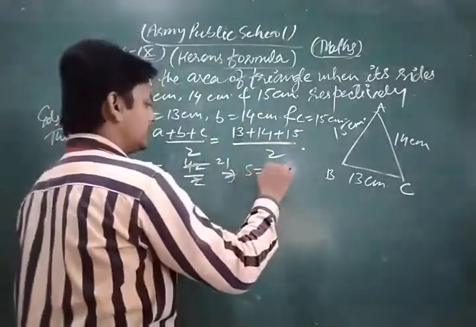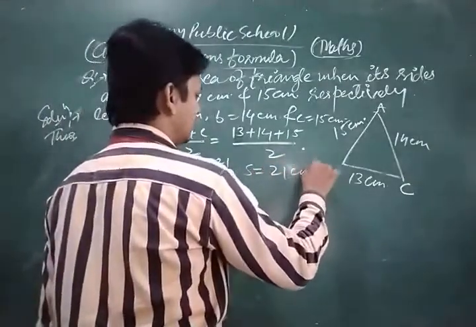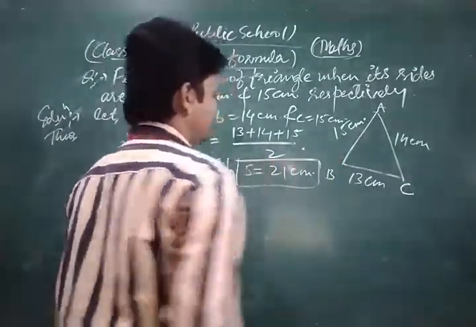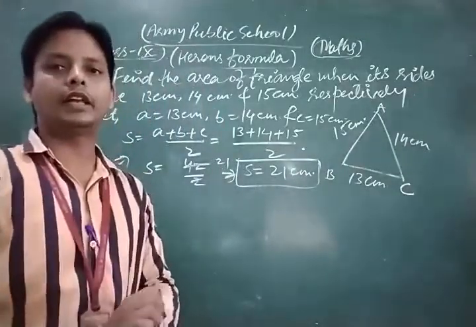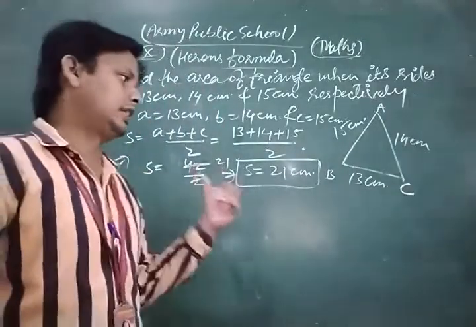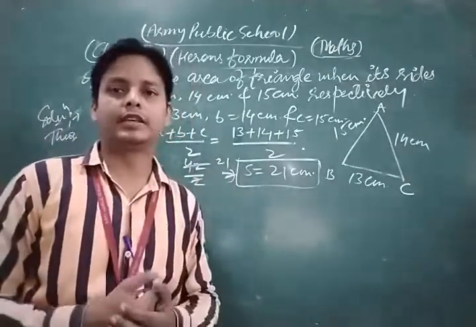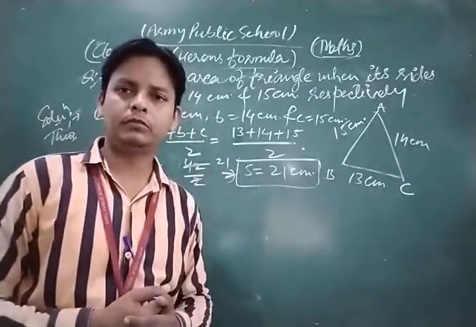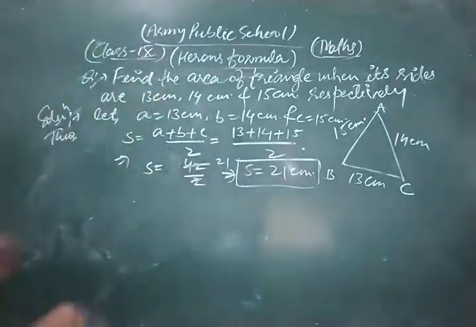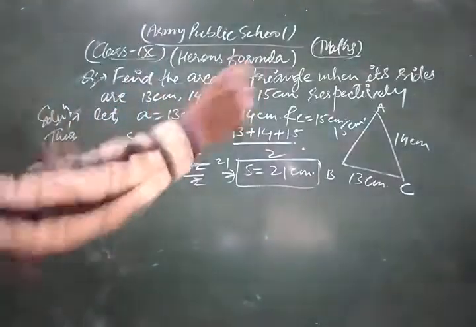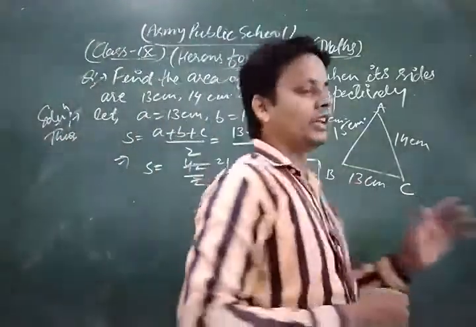So the semi-perimeter is 21 centimeter. In this way, dear friends, the value of the semi-perimeter of the triangle is 21 centimeter. Okay, dear students, now look. Now we find the area of the triangle.